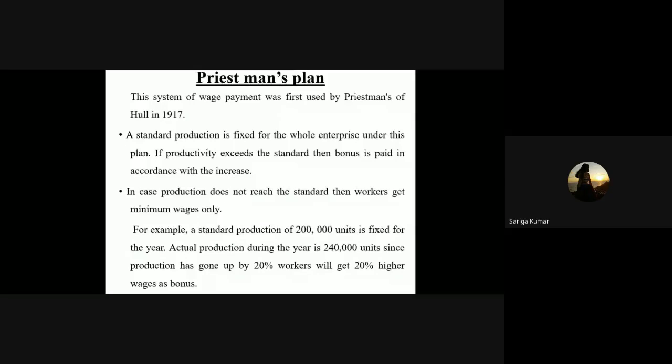Okay, we have an example here. The standard production of 2 lakh units is fixed for a particular year. Say the actual production during that year reaches around 2 lakh 40,000, which is 40,000 units more than the standard production which has been set. Since production has gone up by 20%, workers will get a 20% higher wage or bonus. Simple. Equal to output, those people are going to get more wages.